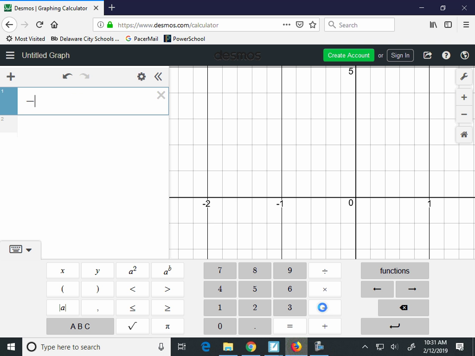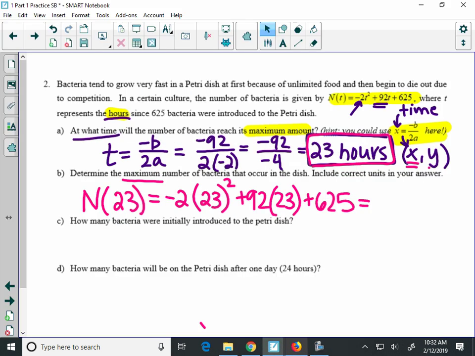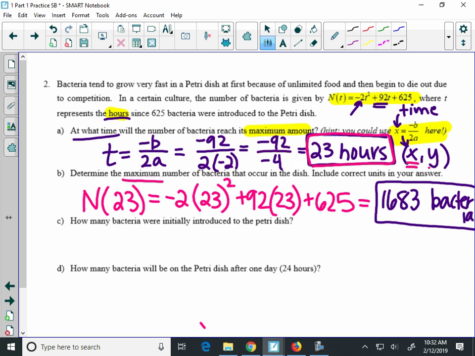All right, so negative 2 times 23, close your parentheses to square, plus 92 times 23 plus 625. And you get that the number of bacteria is 1,683. So that's the most bacteria, and you need to include units, that are going to be on this petri dish. So it takes 23 hours, you get up to 1,683 bacteria, and then they start to die.